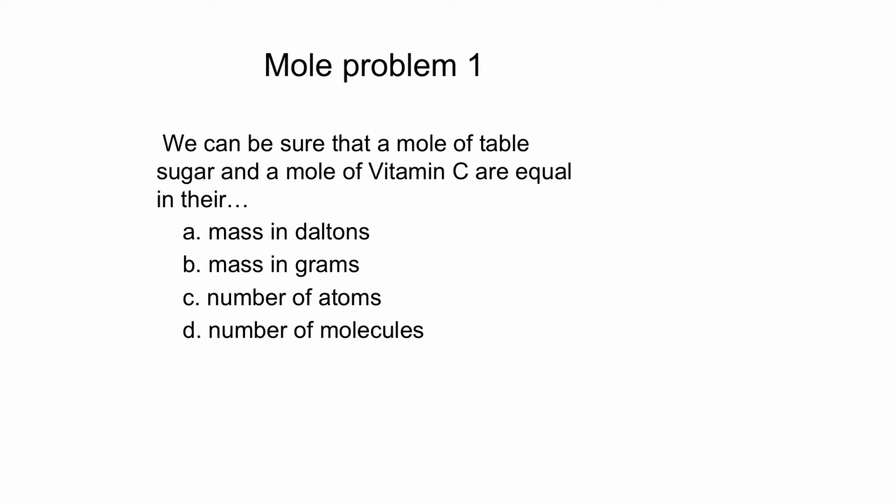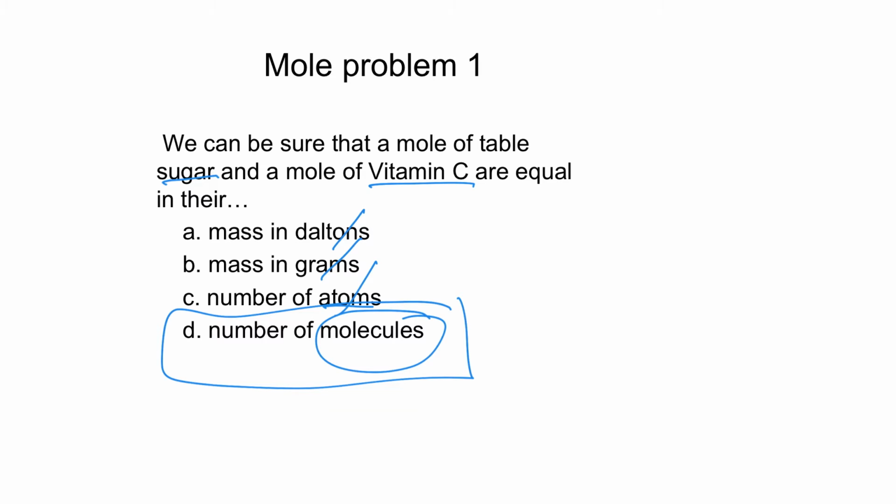So let's do a mole problem, right? We can be sure that a mole of table sugar and a mole of vitamin C are equal in, well, it's not going to be Daltons, that's weight. It's not going to be grams, right? Because we just saw that a mole of two things can weigh different amounts. Atoms, this is a tricky question because these guys are both compounds, and so they're not elements. So the particle we're measuring is a molecule. So the answer is D. They would have 6.02 times 10 to the 23 molecules.